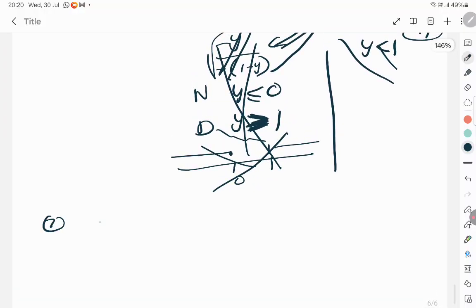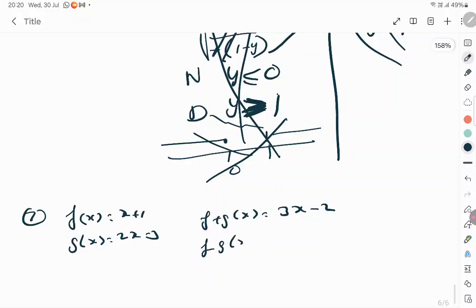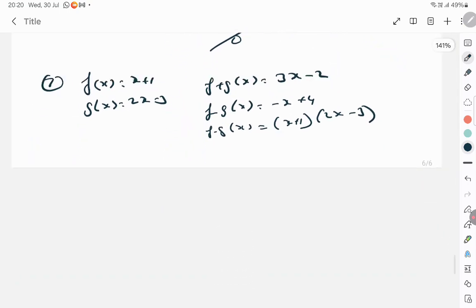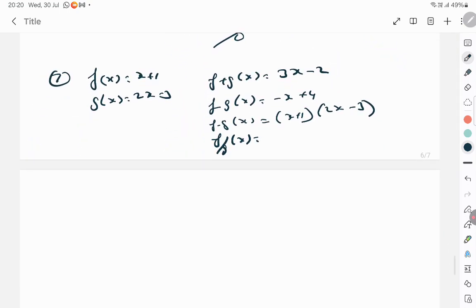So let's go to 7th question. f of x is equal to x plus 1. g of x is equal to 2x minus 3. They are asking f plus g of x. Just add it, 3x minus 2. So f minus g of x, subtract it, minus x plus 4. f into g of x, multiply. When you multiply, it will be x plus 1 into 2x minus 3, multiply and write the answer. f by g of x will be f of x by g of x. You should write all that, okay? x plus 1 by 2x minus 3, but x cannot be equal to 3 by 2 because denominator cannot be 0. If you don't write that, they will not give you even a single mark.